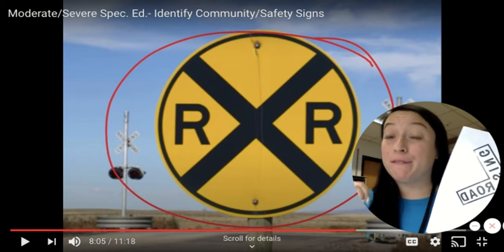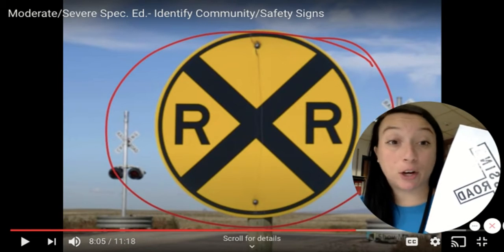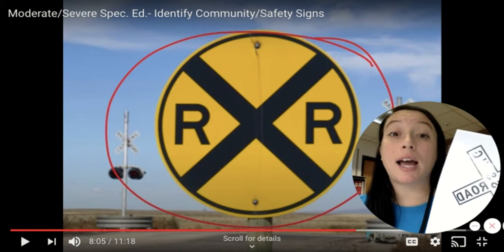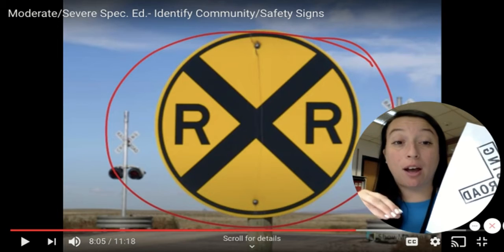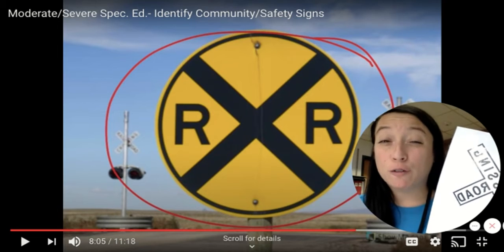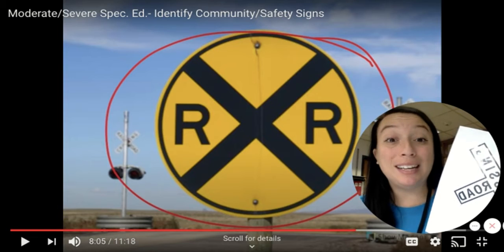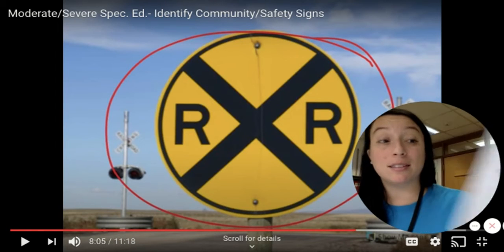Trains are big and they're fast and they do not stop very quickly. They take a long time to stop. So if something is on the tracks that they're on, it's very hard for trains to stop in time. So that's why we cannot play or go near signs like this. Let's learn more.